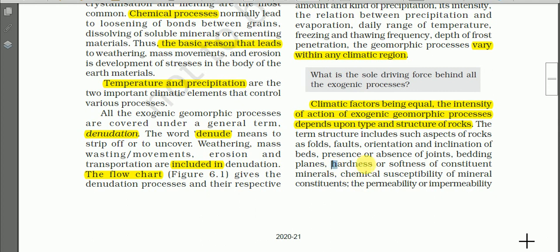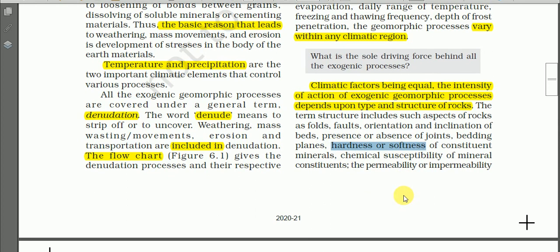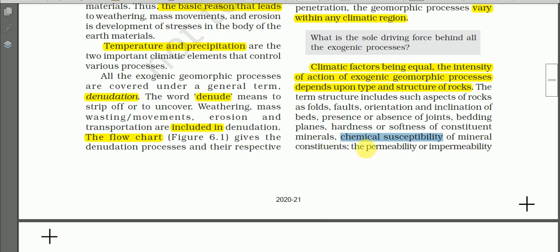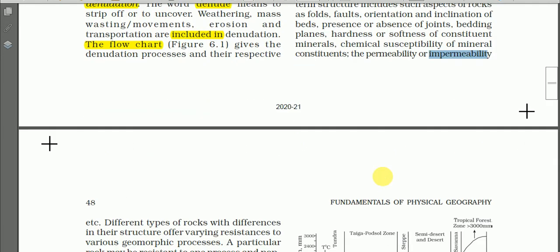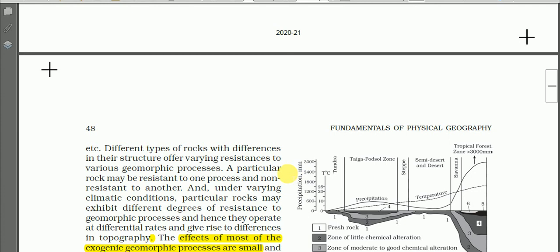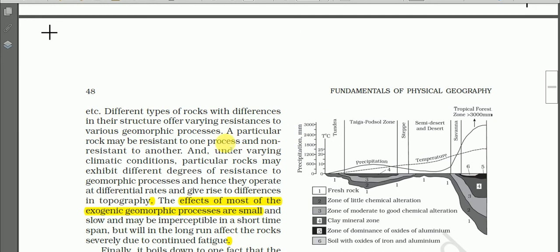Then the hardness or softness of the rocks. Some rocks are hard and some rocks are soft, depending on the type. Then chemical susceptibility. Some rocks are highly susceptible to chemical action, for example limestone. Then permeability and impermeability. Some rocks are permeable, so water can be absorbed and passed through, while some rocks are impermeable, that is, water cannot pass through. Water cannot be absorbed.